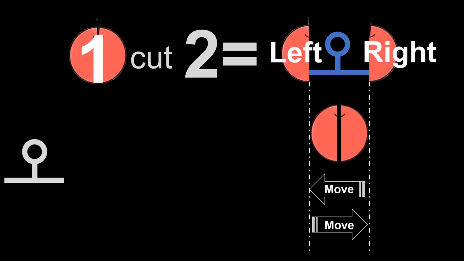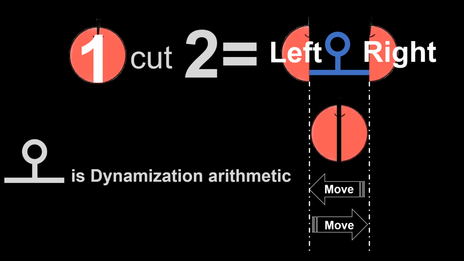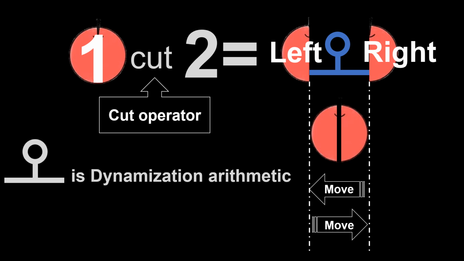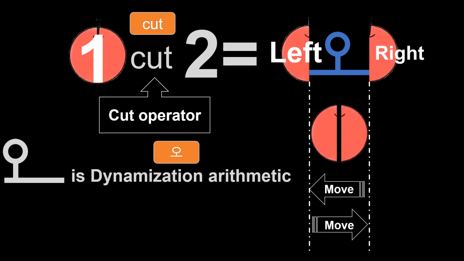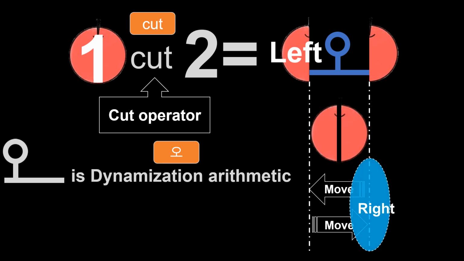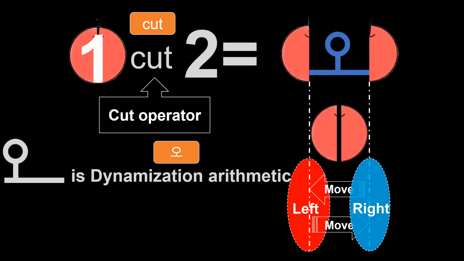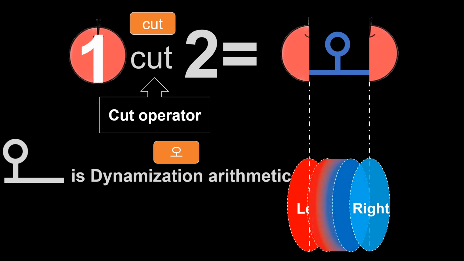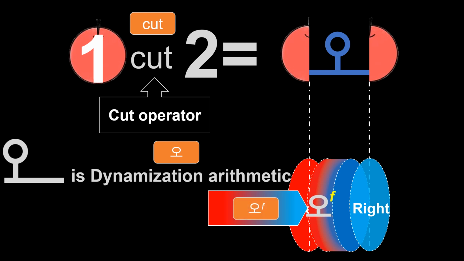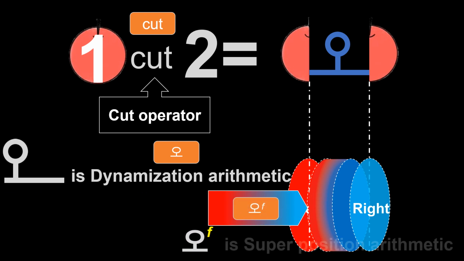The symbol that creates the concept is the cut operator. This symbol is dynamization arithmetic. A function is generated between the concepts of right and left. Cut operator 2f is superposition arithmetic.